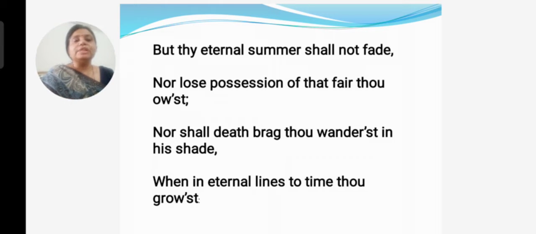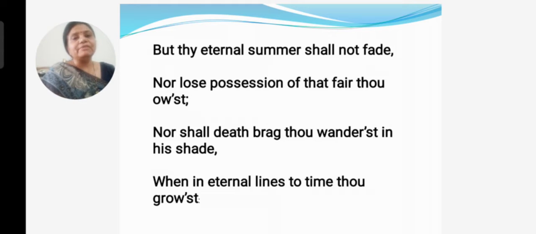So your eternal summer shall not fade into winters. In other words, your beauty will not fade into ugliness or age-old wrinkles or the lack of beauty, "nor lose possession of that fair thou owest."